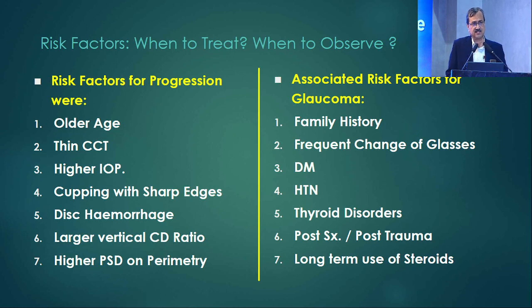And associated risk factors, if the patient has family history, frequent change of glasses, diabetes, hypertension, thyroid disorders, post-surgery or post-trauma, and long-term use of steroids. If the intraocular pressure is high, optic disc is normal, if the perimetric changes are not there, with the presence of these risk factors, you can think of treating these ocular hypertensive patients.